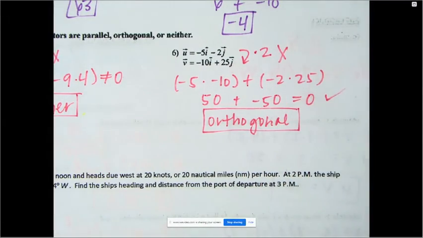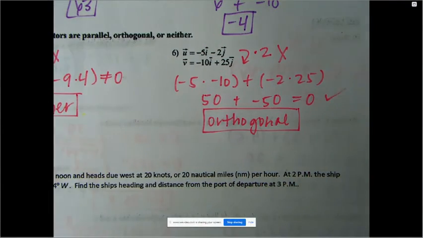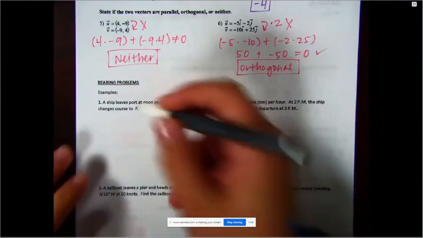Wow, did you get all those right? Yay! Give yourself a high five. This bottom section is some word problems. We don't have time for that, so we are going to skip the word problems this unit.